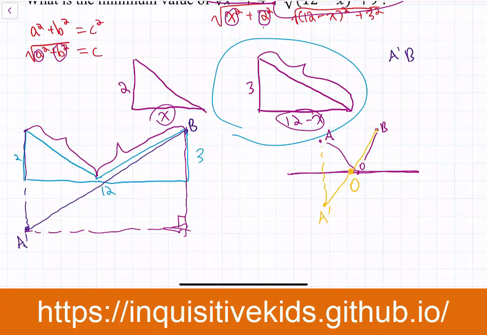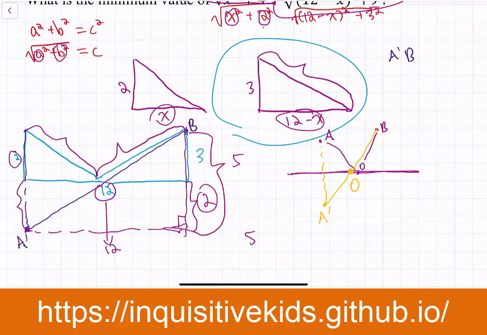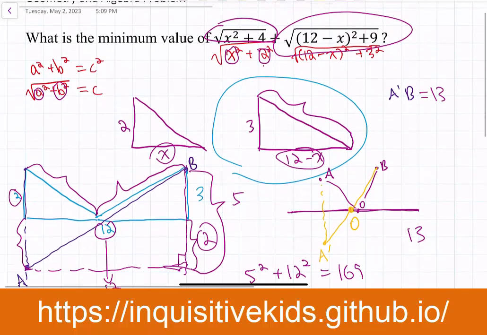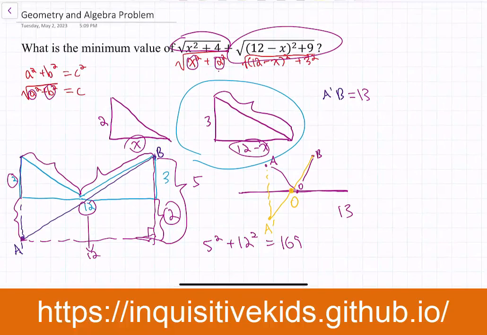Again, our base would be 12. We can bring this 12 down. But now, since we've reflected this point, A, this part would be 2. The height is 2. And so this entire side would be 5. Now, in order to find the value of A prime B, we can use the Pythagorean theorem. So we can do 5 squared plus 12 squared, which gives us 169. And we know that the square root of 169 is 13, which means that A prime B would equal 13. So our answer, the minimum value of this expression, is 13.